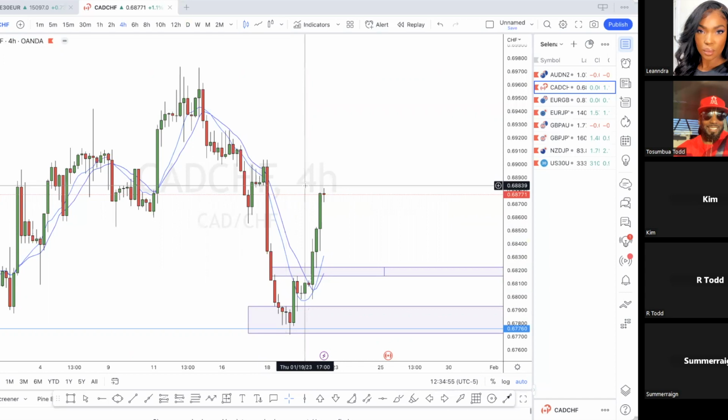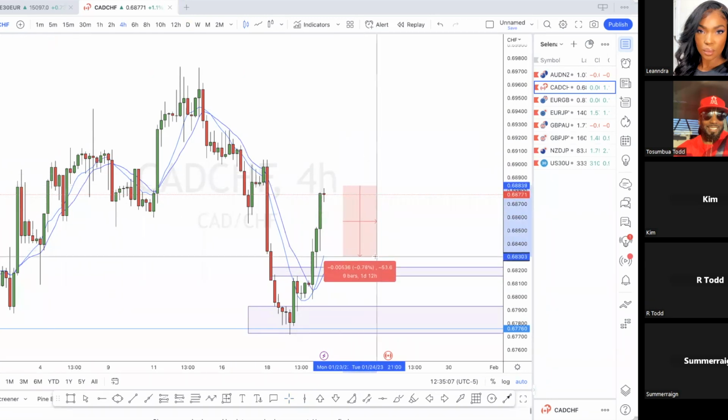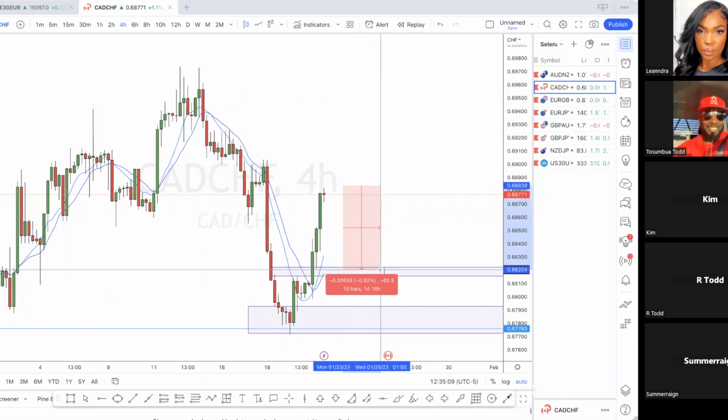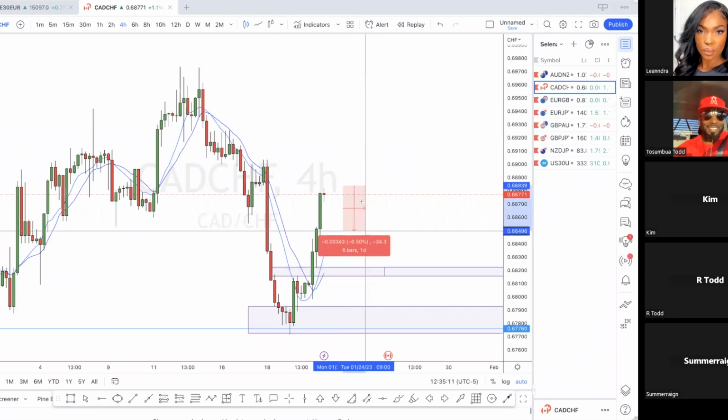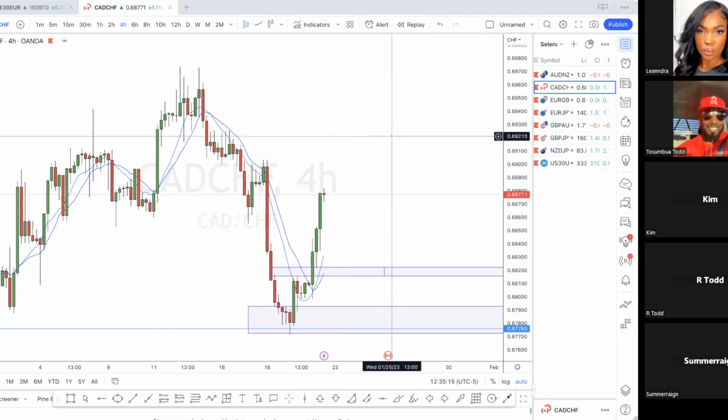So I think it's probably gonna come up here into the order block and then drop back down. Yeah, either that or break that first order block and break the high. So either way though, I agree.